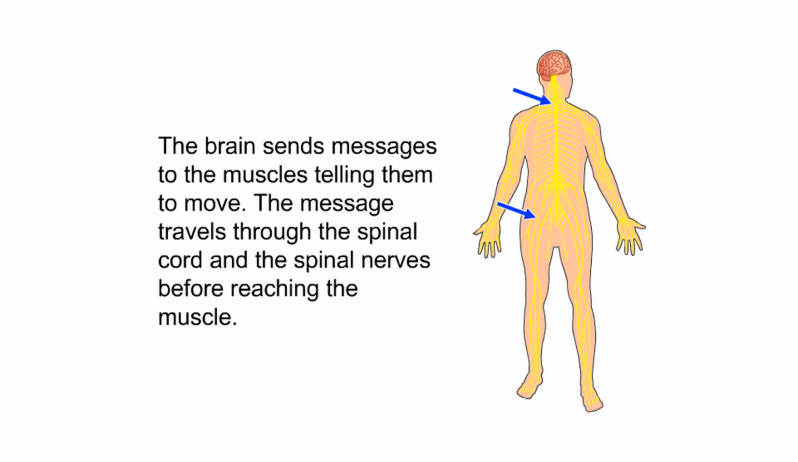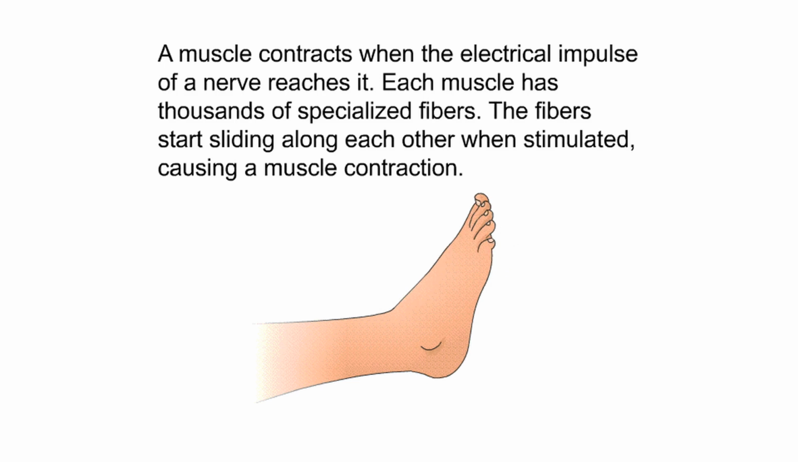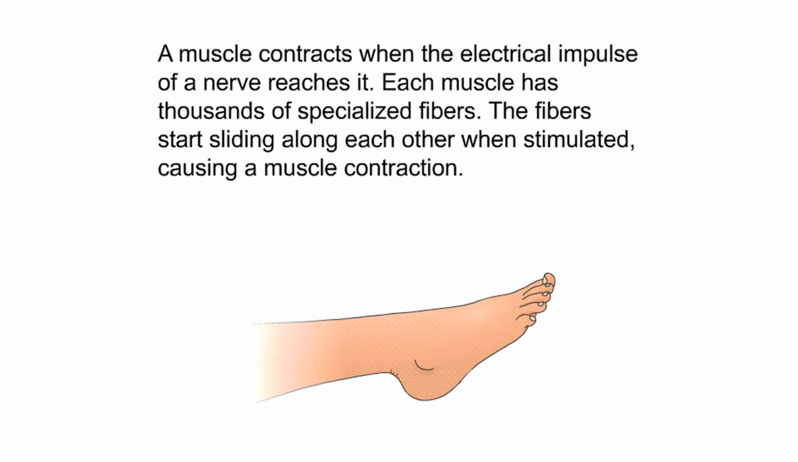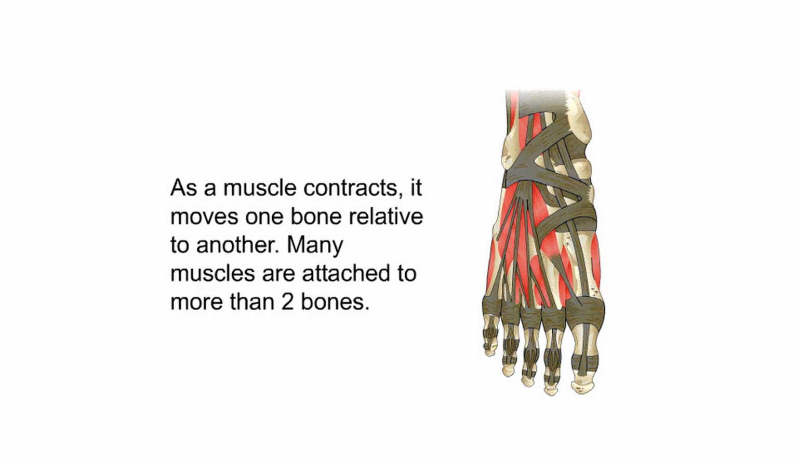The brain sends messages to the muscles, telling them to move. The message travels through the spinal cord and the spinal nerves before reaching the muscle. A muscle contracts when the electrical impulse of a nerve reaches it. Each muscle has thousands of specialized fibers. The fibers start sliding along each other when stimulated, causing a muscle contraction. As a muscle contracts, it moves one bone relative to another. Many muscles are attached to more than two bones.